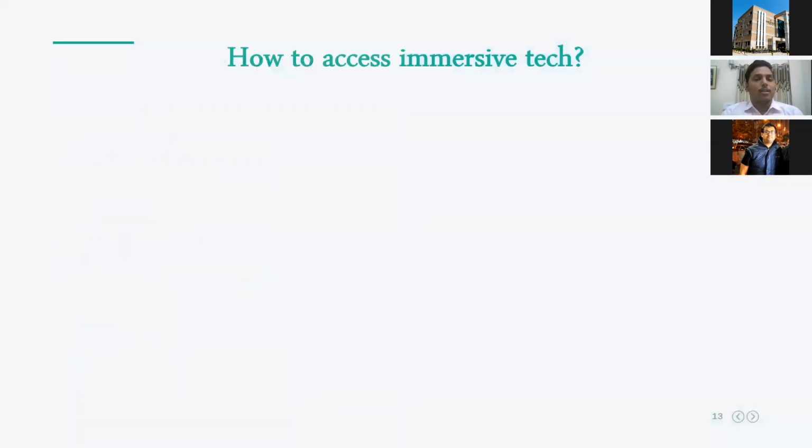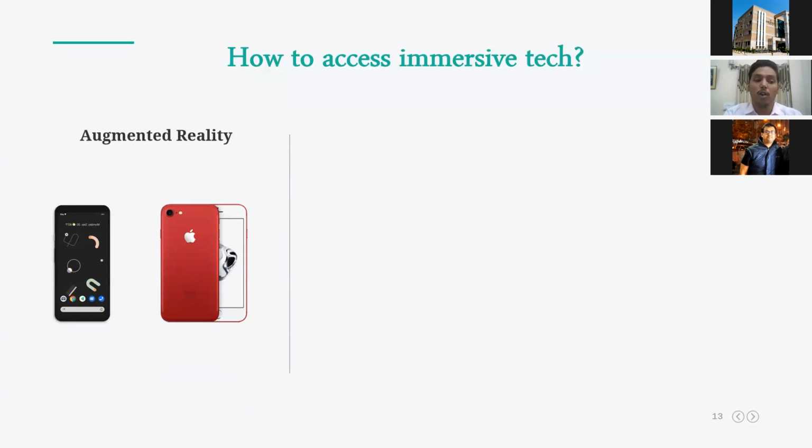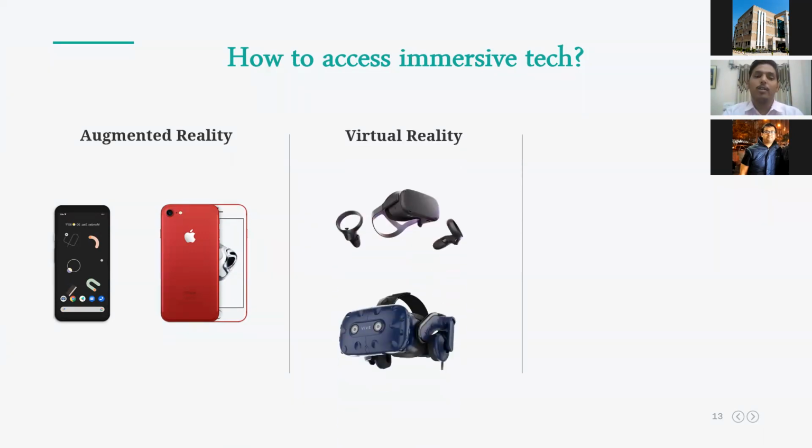Now these are three types of realities, but how do we access them? How can a consumer or an enterprise use these? These are technologies, but how do we get access to them? First and foremost is augmented reality, and you will be surprised to know that you can simply access it through your own smartphones, which are right now sitting on your tabletops or in your pockets. Google and Apple have their own software running on their mobile operating systems through which you can use augmented reality.